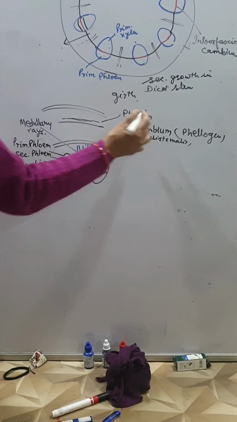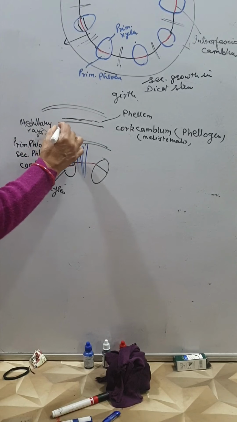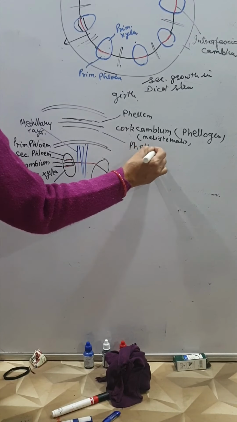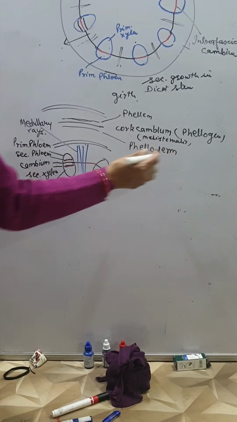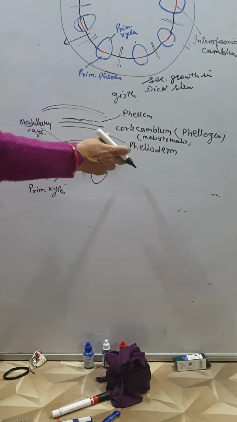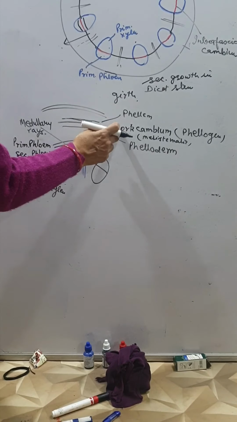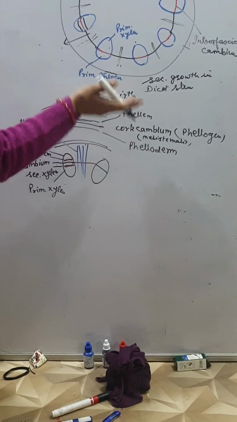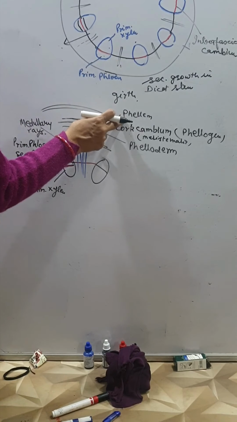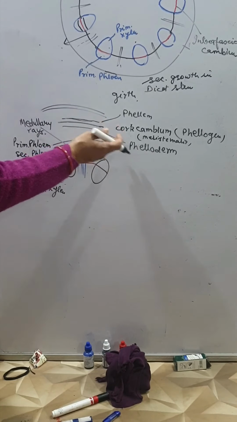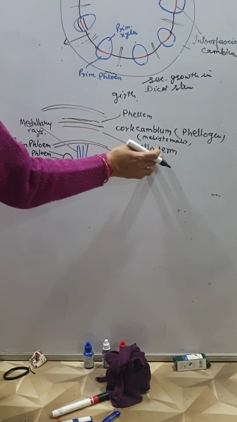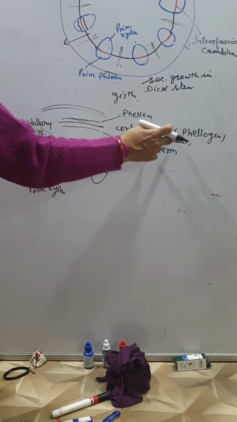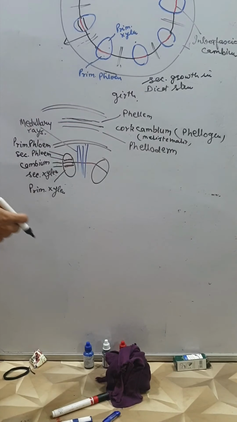forms the phelloderm. On the inside of the cork cambium, the new tissue is phelloderm. Phelloderm is also called the secondary cortex. So the cork cambium, that is phellogen, gives rise to new tissues on the outside, called phellem. Inside, the cork cambium forms the phelloderm. These are the newly formed cells by the activity of the phellogen.